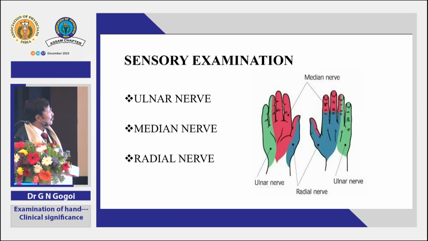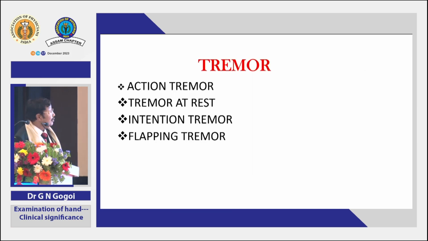And then we do the different sensory examinations in the ulnar nerve distribution, median nerve distribution, and radial nerve distribution. We also look for the tremor. It can be action tremor in the outstretched hand, as in thyrotoxicosis; tremor at rest, as in Parkinsonism; intention tremor, as in cerebellar diseases; and flapping tremor, mostly in three failures: renal failure, respiratory failure, and most importantly, hepatic failure.